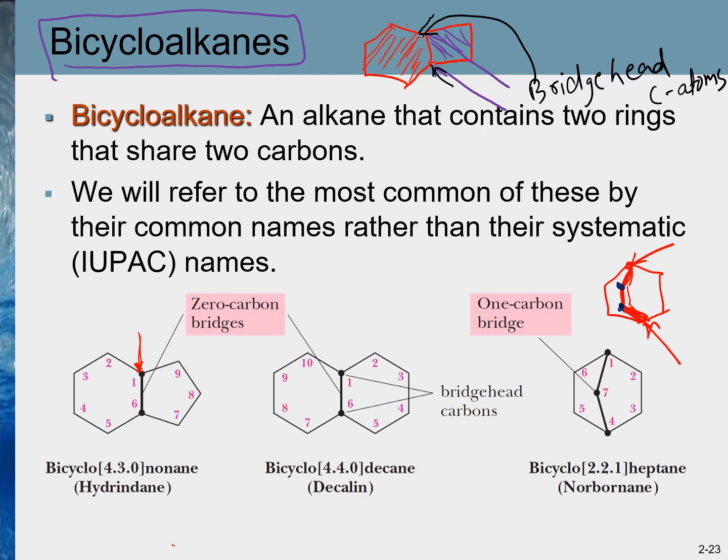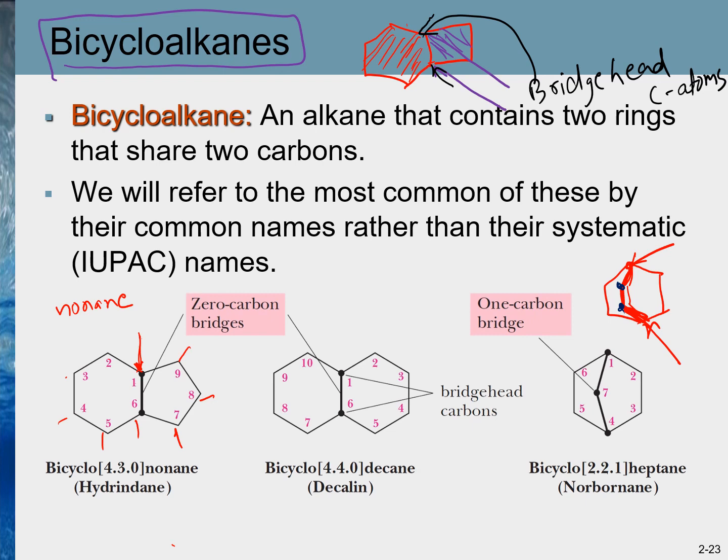So that would be 1, 2, 3, 4, 5, and 6. And then we continue and number the smaller ring. So after 6, there would be 7, 8, 9. So total number of carbons in this compound is 9. And the parent name for 9 is nonane. So remember this name. And then we take a look at any carbons on the bridge. If there is any carbon on the bridge, in this case there is no carbon, we will also number it.